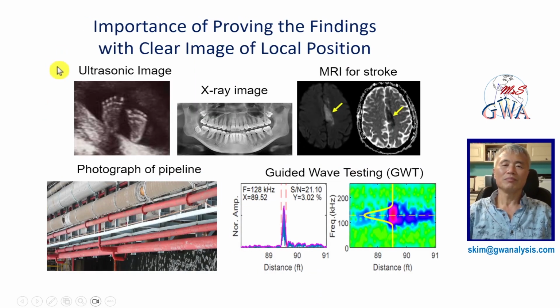This slide shows the importance of the detailed UT image in guided wave testing. These days, professional inspections are done with detailed and clear images of ultrasonic, X-ray, MRI, and photographs. Therefore, guided wave testing should show the detailed image of each indication along long lengths of pipelines if we want to claim that it is a large coverage inspection method.